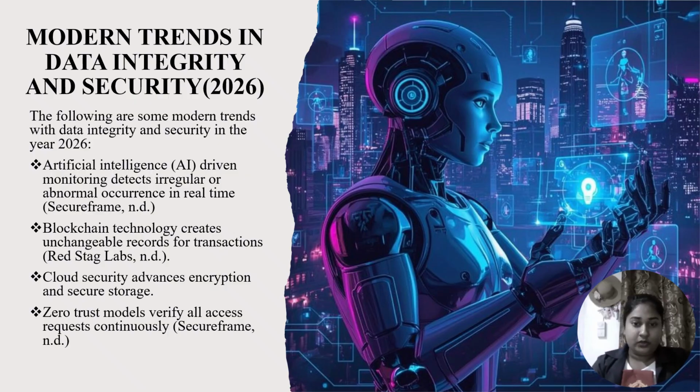Blockchain is used in cryptocurrencies to prevent tampering. Cloud security allows organizations to store data remotely with encryption, so even if hardware fails, the data is safe. Zero trust models continuously verify every access request to ensure security. This means no one is automatically trusted, even inside the organization. Employees must verify their identity every time they access sensitive data.